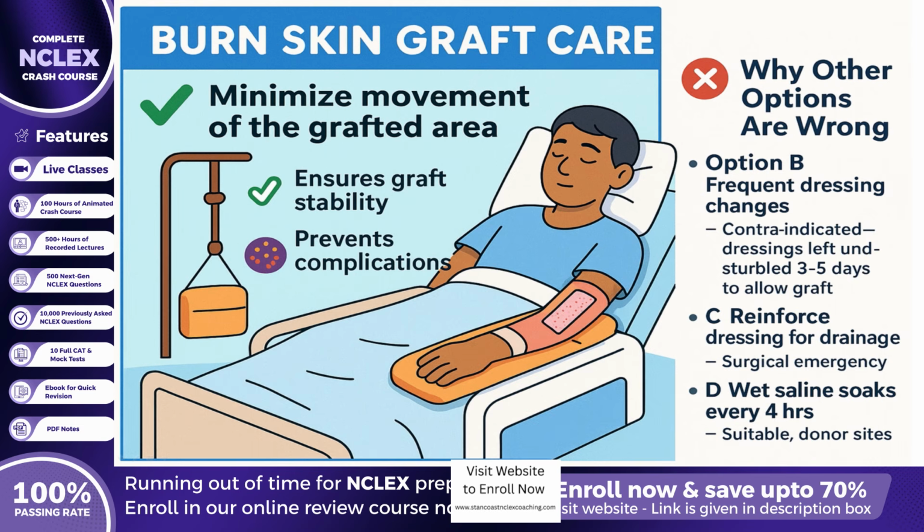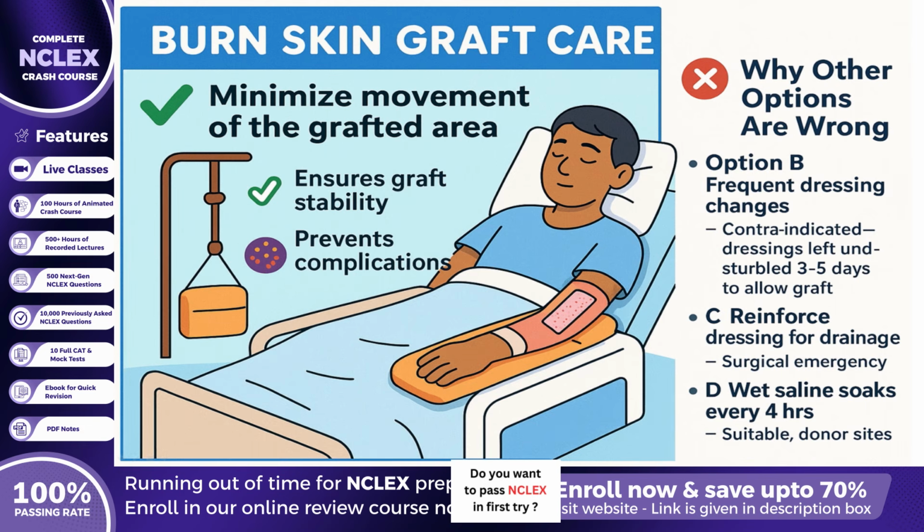Any shearing force, pressure, or movement can disrupt these delicate vascular connections and cause partial or total graft failure. Immobilization through splints, elevation, or strict bed rest ensures that the graft adheres properly, reducing the risk of hematoma, seroma, or infection. Protecting graft stability during this period is absolutely life-saving.